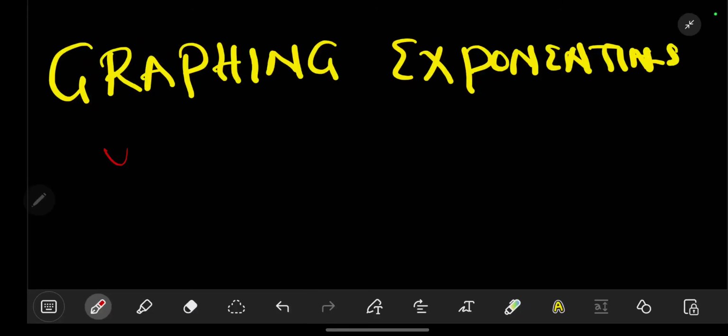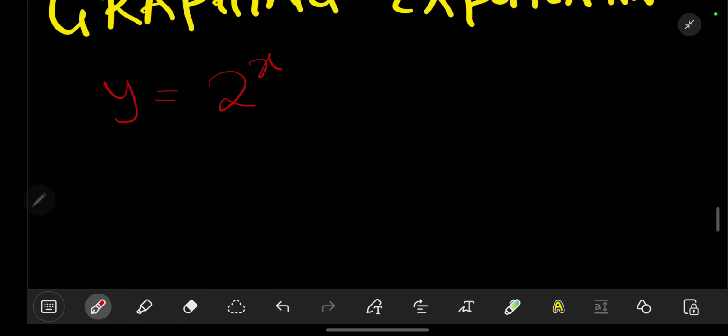So here today we are going to be graphing exponentials. Let's say you have y equal to 2 to the power of x. So how do you graph this one? Let's look at the behavior of this graph. Let's come up with plots. We have our x and our y.